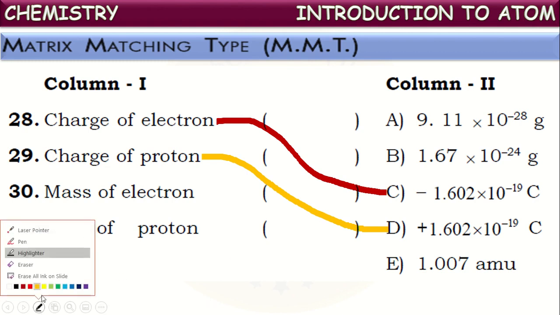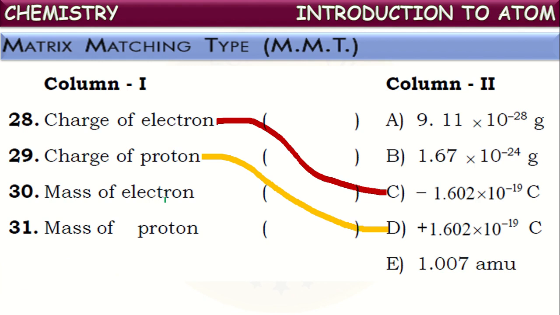Now see the next one, mass of electron. What is the mass of electron? As you were told, it is negligible when compared to the mass of protons and neutrons, but quantitatively it is equal to 9.11 x 10^-28 grams. Here it is given, 9.11 x 10^-28 grams. This is the mass of electron.